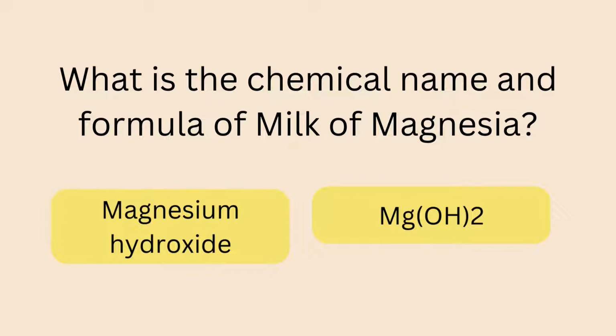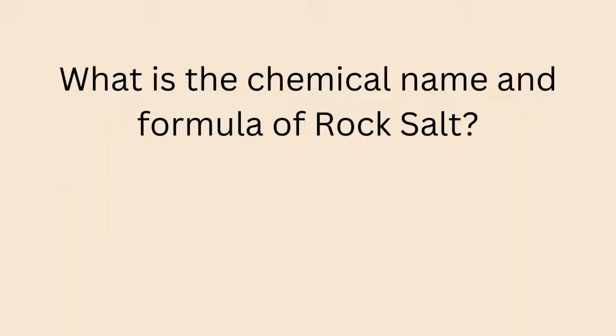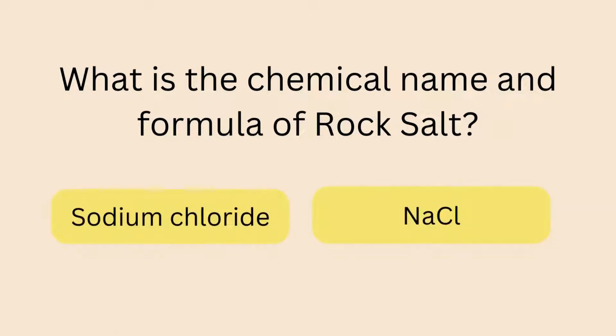Next one. What is the chemical name and formula of rock salt? Rock salt is also called table salt. Okay, so the chemical name and formula of rock salt or table salt that we use daily in our home is sodium chloride and the chemical formula of sodium chloride is NaCl.